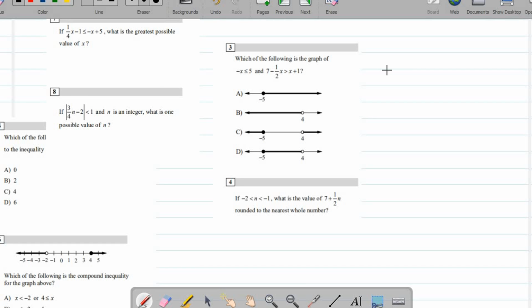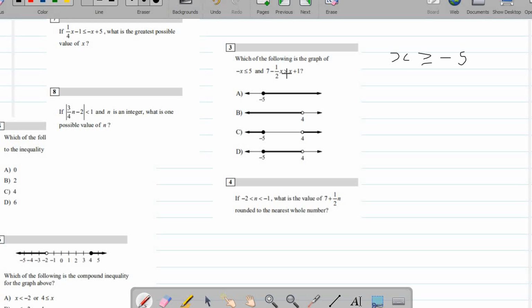Okay, let's solve this. Which of the following is the graph of minus x is less than 5 and 7 minus 1 over 2x is greater than x plus 1? So all we need to do here is flip this. Minus x is less than 5. You have x is greater than minus 5, because you divided both sides by a negative and then you turn the sign around.